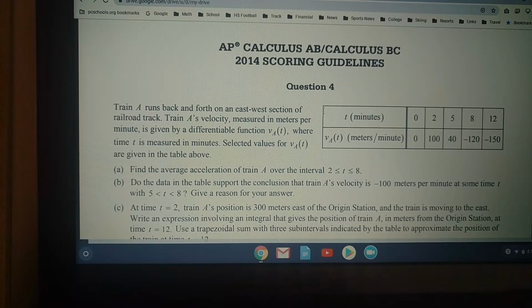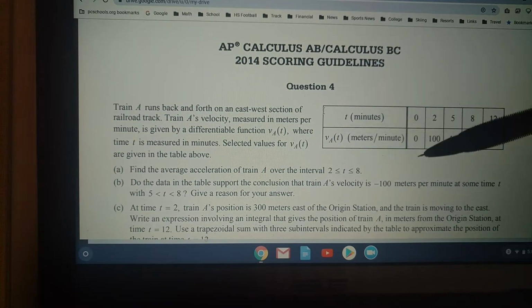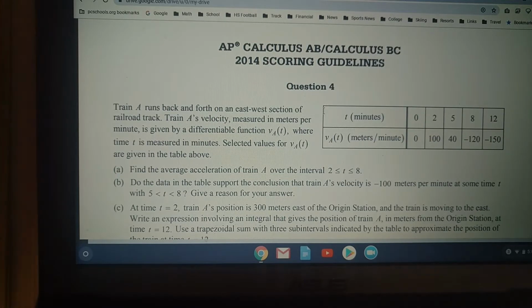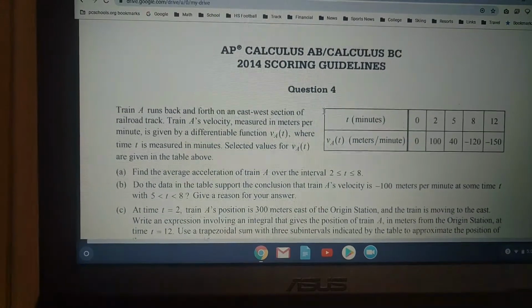So we've got a train, we're calling it train A, and it looks like all we have is train A here, going back and forth, and we've got information given in this chart. Notice it's a chart giving us velocity, and we're asked to answer some questions about it. First is the average acceleration.